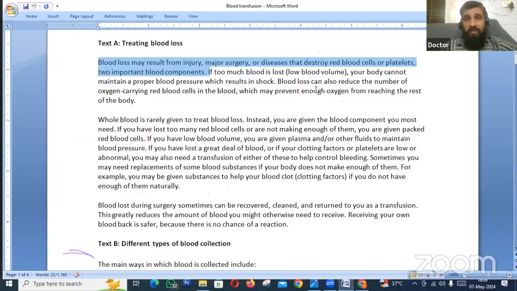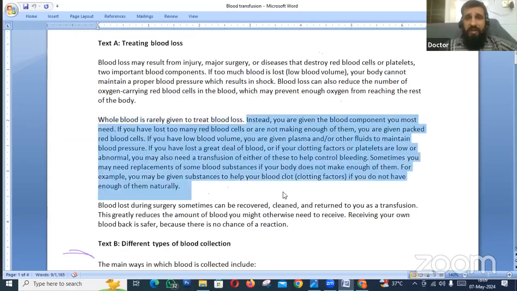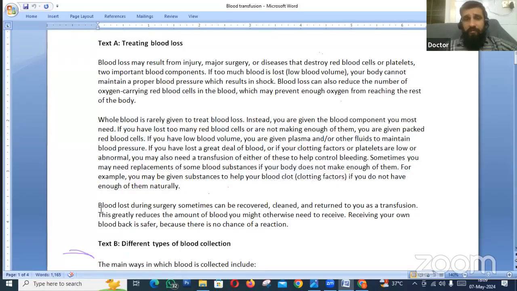If blood is lost, then what we give? Blood loss can be reduced number of oxygen carrying cells, okay? Then whole blood is given to treat blood loss. Instead, you are given blood components. So in this complete paragraph, they're talking about blood components, okay, which you give.